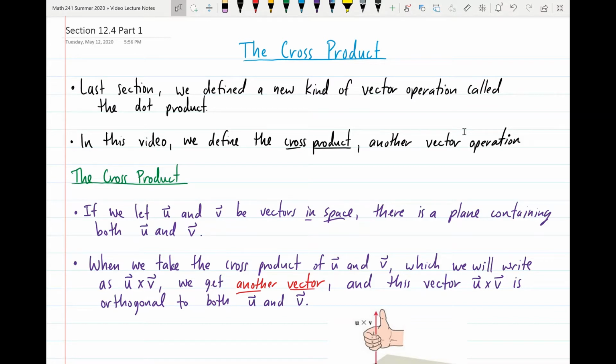In this video we will be covering the first half of section 12.4. Section 12.4 is on the cross product, a new type of vector operation.